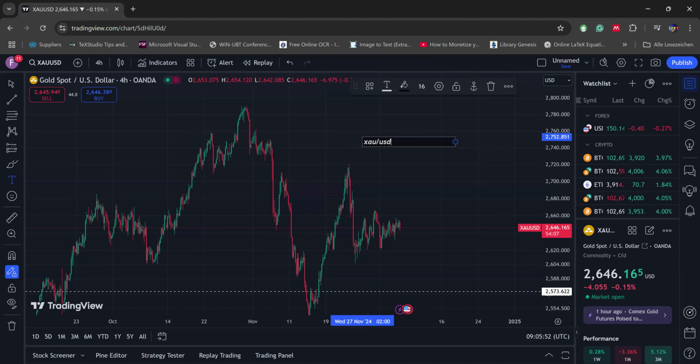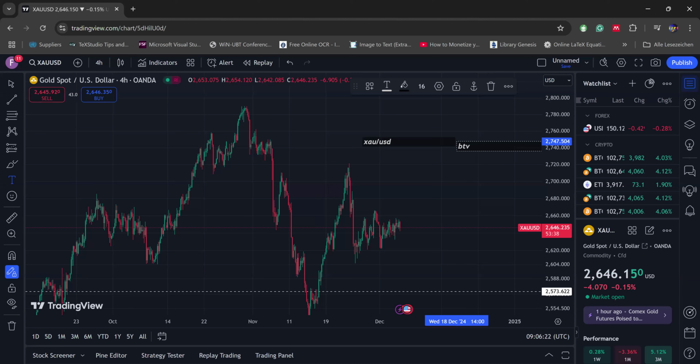So if gold does well, then its value goes up, and the value of gold over USD goes up. If you have the US dollar not doing well, then this ratio goes up. So it's kind of an inverse relationship. And so basically we can have different pairs.